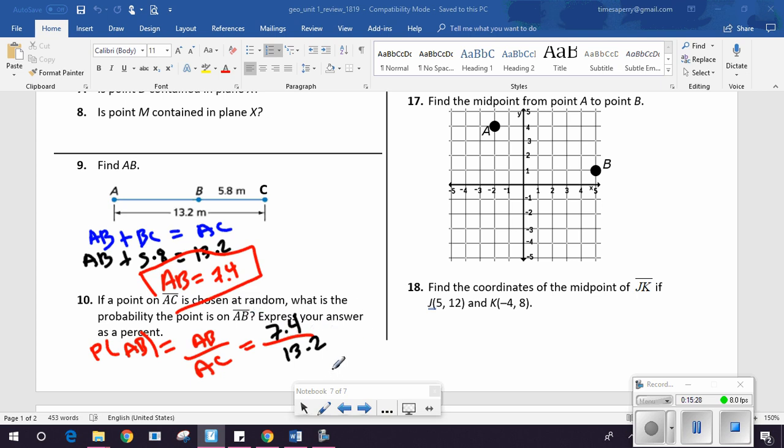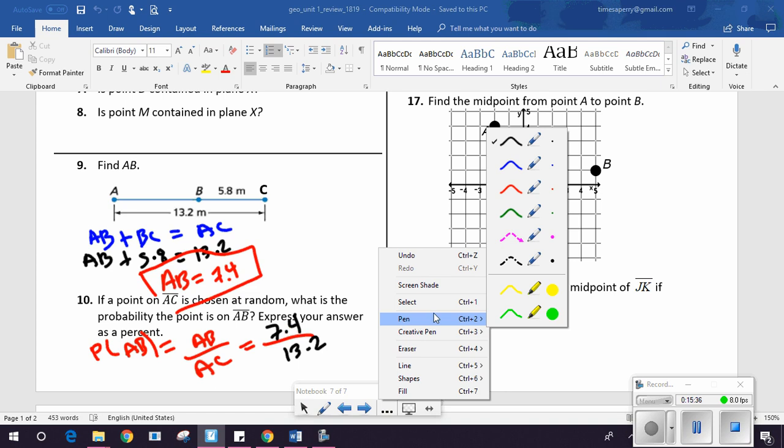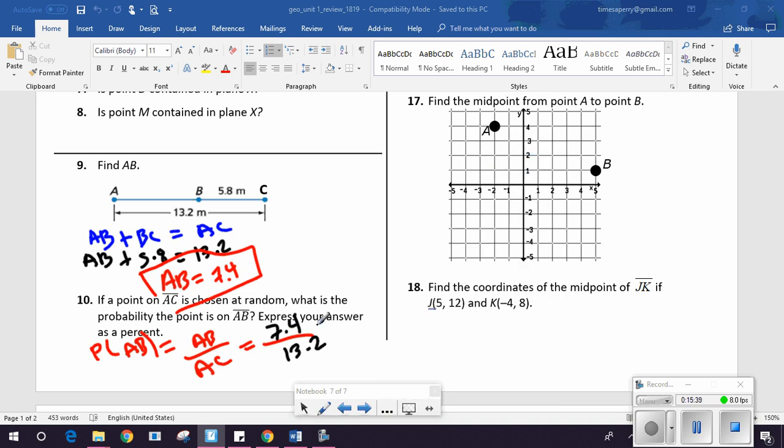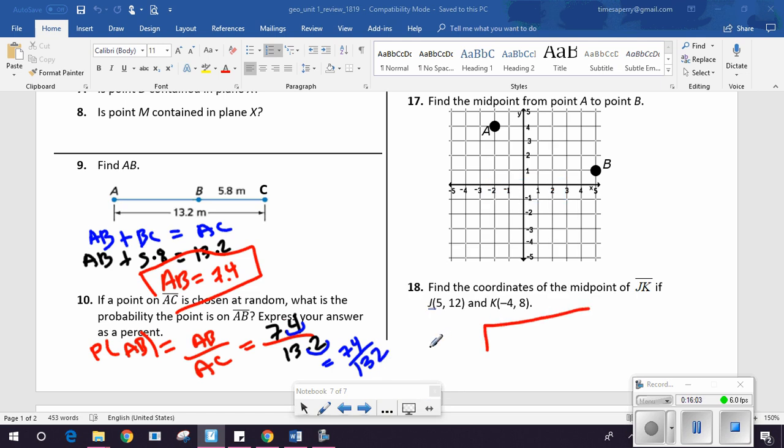I'll show you without a calculator, just in case this is one of the non-calculator questions. So the trick of decimal and fraction combinations is to change it to a whole number. At the top, I would need to slide the decimal one over. At the bottom, I would do the same. So it's technically 74 over 132. And then to get a percent, we need to do our long division, where 132 is outside, 74 is inside.